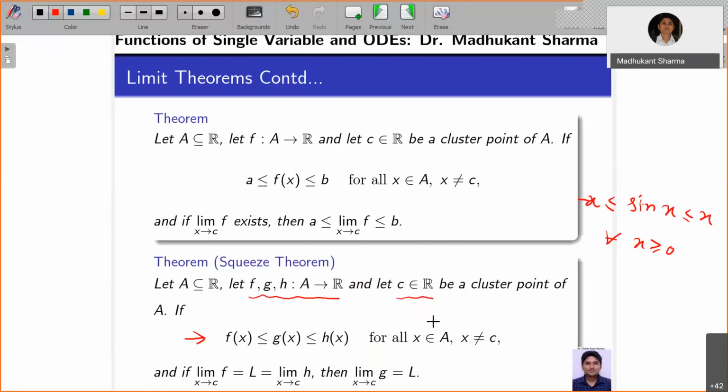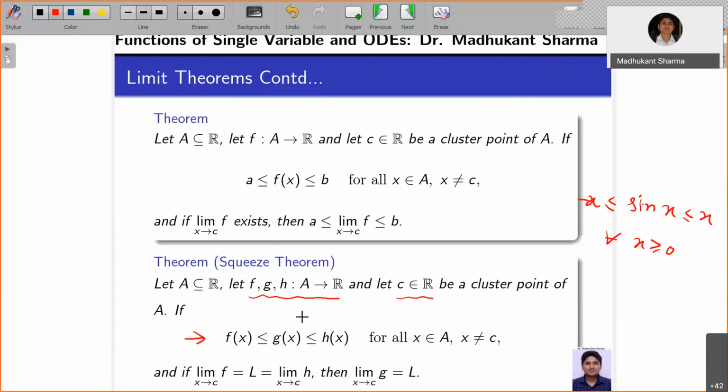So the squeeze theorem tells you that if you are able to identify three functions in the following relation, f of x less than or equal to g of x less than or equal to h of x, meaning they are comparable, for every x in A, x not equal to c, and in addition the limit of f at c is L and the limit of h at c is L, then the squeeze theorem tells you that the limit of g is also L at x equals c. The limit of g will not go anywhere else.